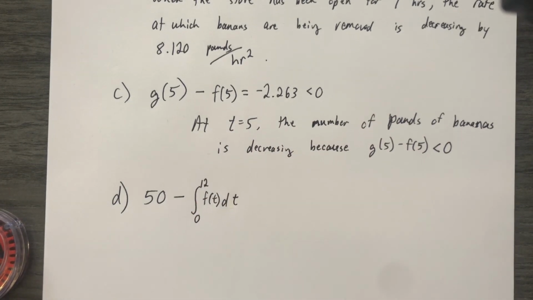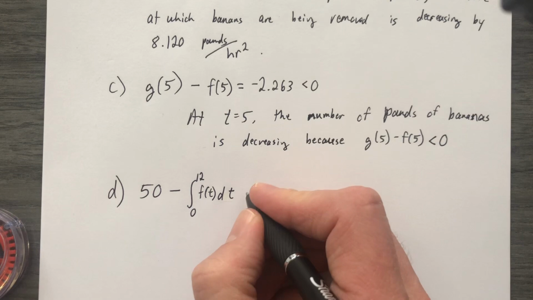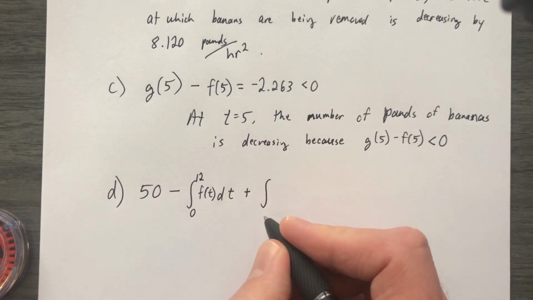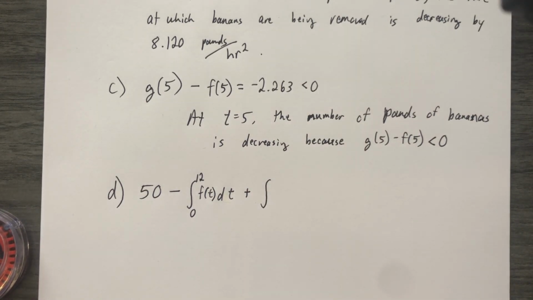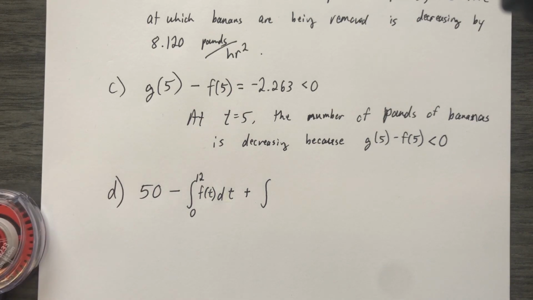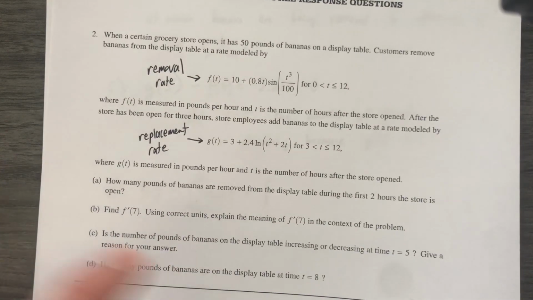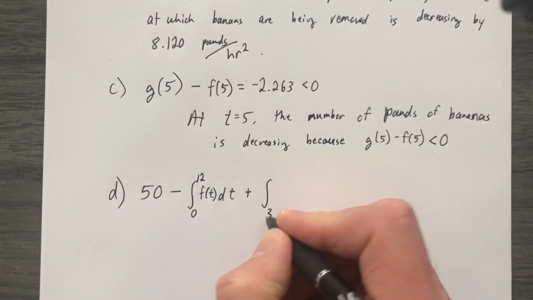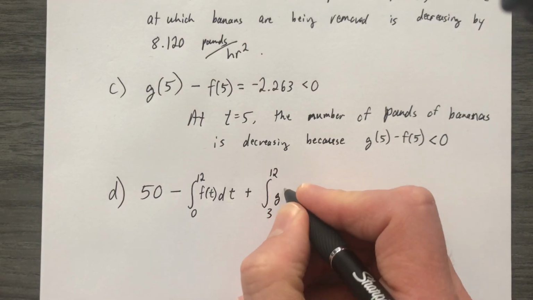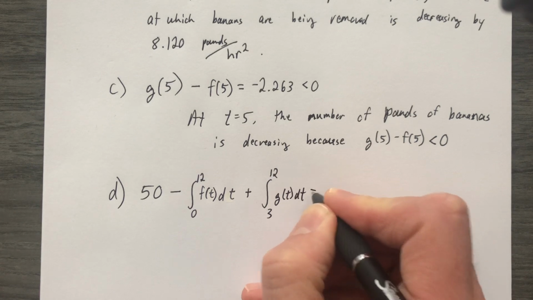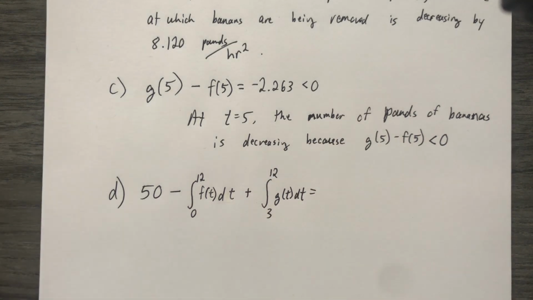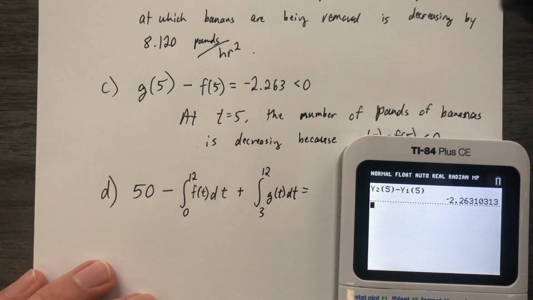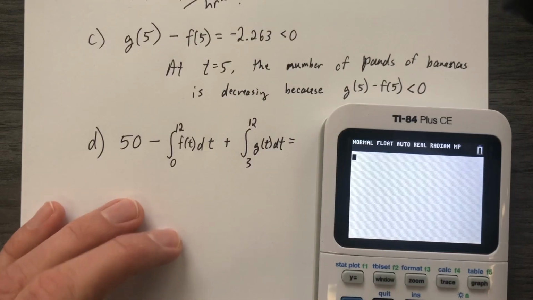And there's a little catch to this next part, so let's be careful. I'm going to put some bananas back, and we might say, oh, from 0 to 12. No, not from 0 to 12. And the reason why not is because they didn't start putting bananas back on that display table until hour number 3. So from 3 to 12, g of t, dt, and this should do it, really. It's going to be this straightforward. Let's type it in, see what we come up with. Good thing this is calculator active.